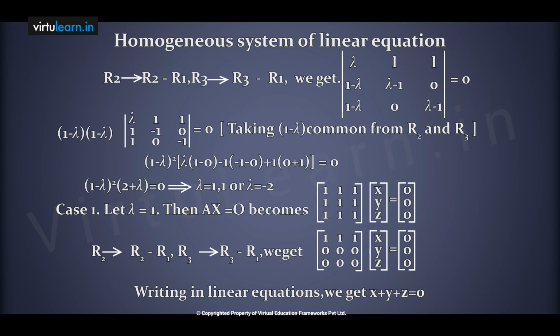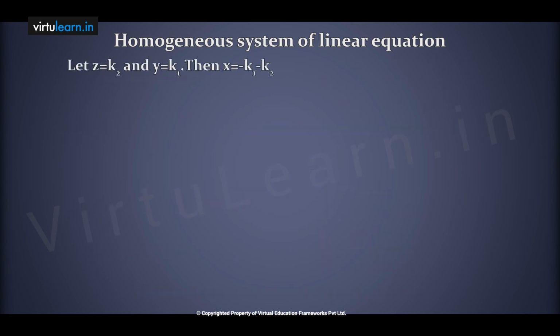That's why I will construct some equations from the last: z equal to k2 and y equal to k1. This is the rule. From the last variable you take one parameter, z equal to k2, which is some real number, y equal to k1, then x equal to minus k1 minus k2.